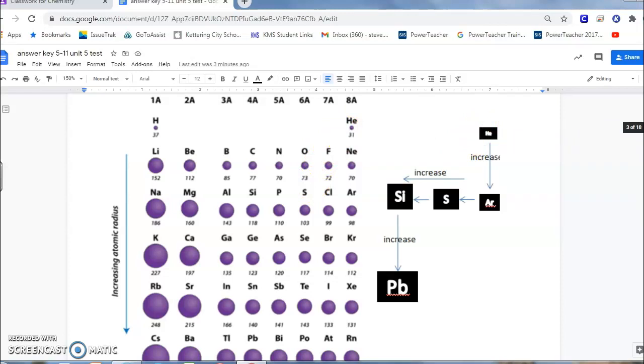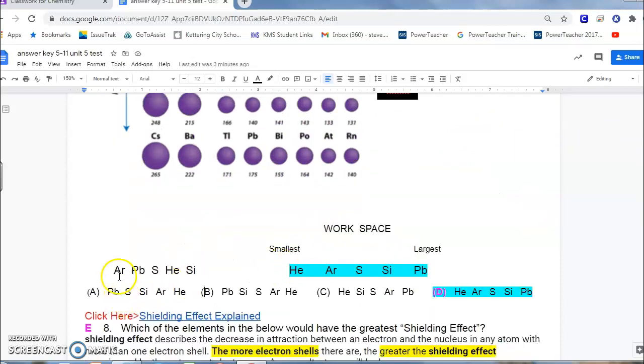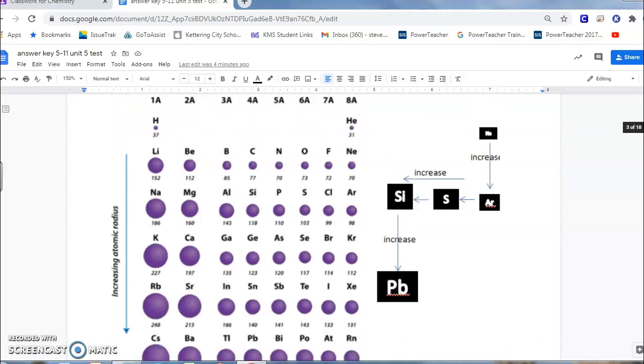The next element on the list that we deal with, we've got helium. It should be first. So in our answers, we could get rid of really any answer that doesn't have helium first. So this answer is going to definitely be out because helium's not first. This answer is definitely out because helium's not first. But C and D both have helium first. Now, where do we go?